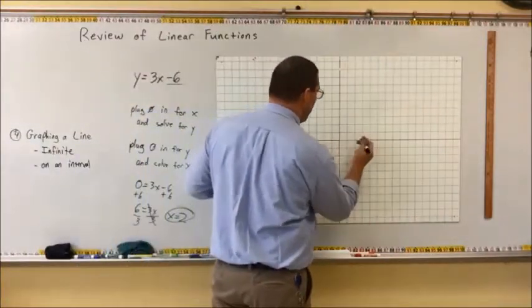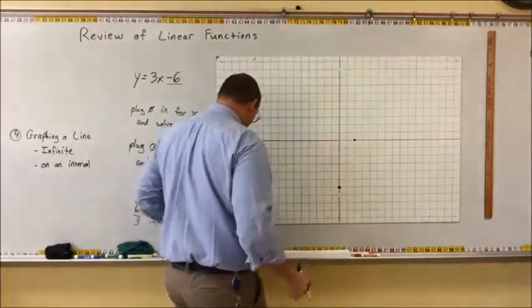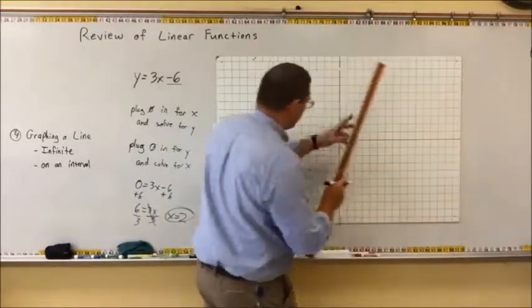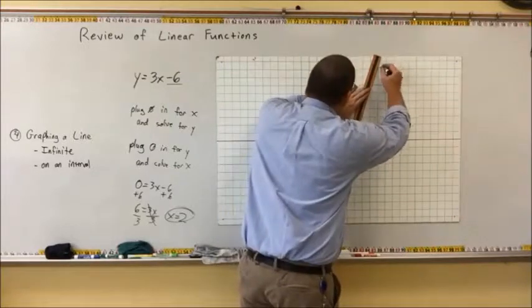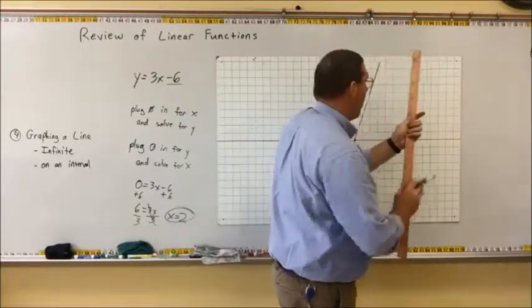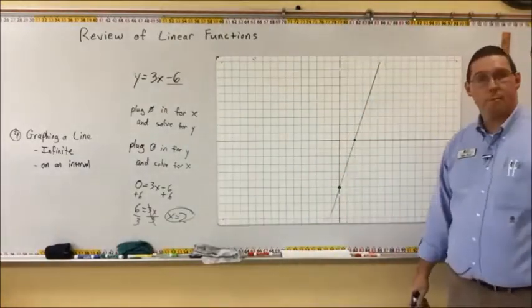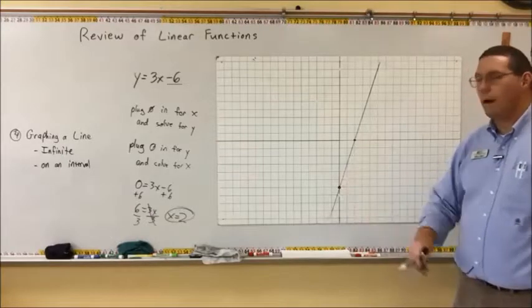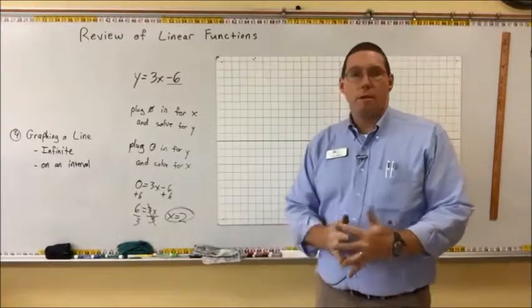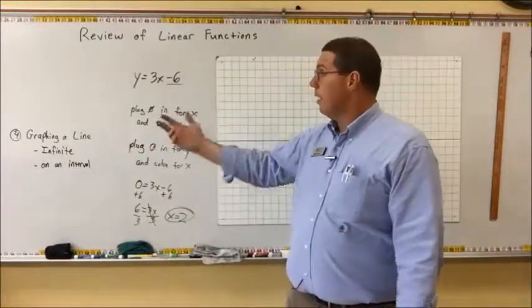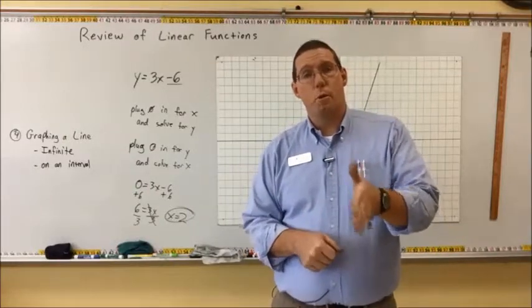From here, 1, 2. So we plot the y-intercept, plot the x-intercept, and now just take a ruler, line them up, draw a line. And there is the graph of y equals 3x minus 6. Okay? Plot the x-intercept, plot the y-intercept, and then line them up with a ruler and draw a line. And that's basically it. We're just reviewing how to graph a line, and that's 3 different ways that you can graph a line. You are going to want to do every single one of the ones that I give you.